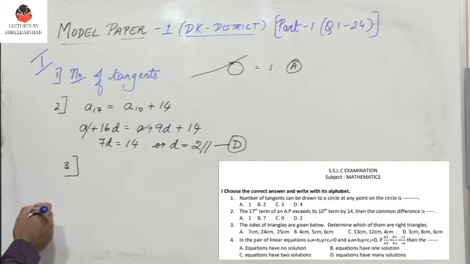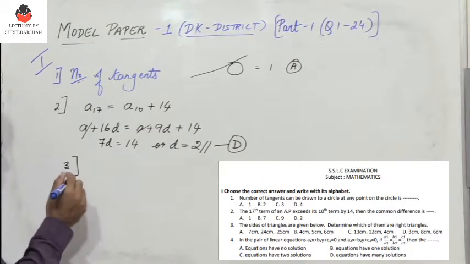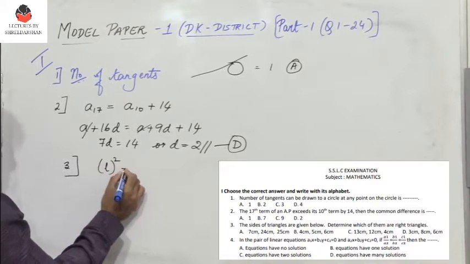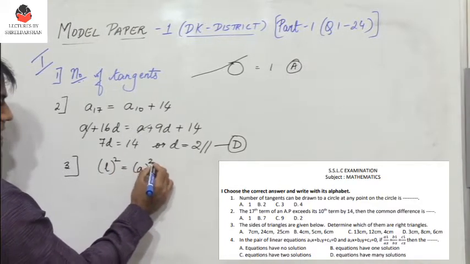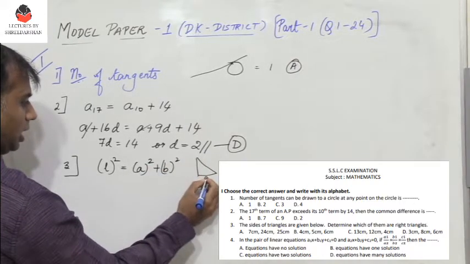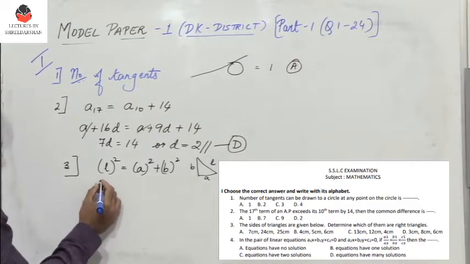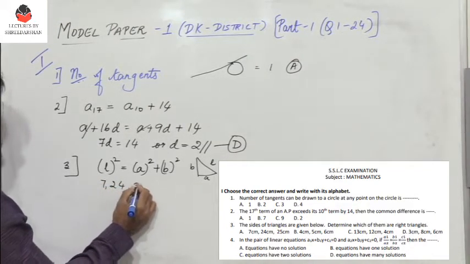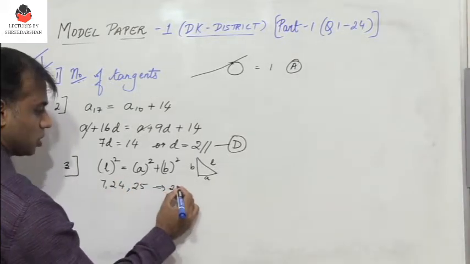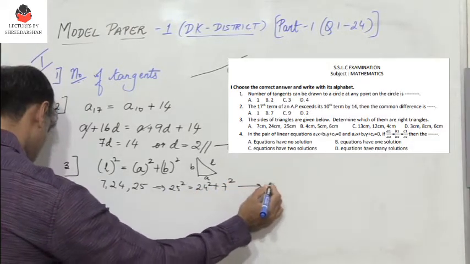Question 3. Which of them represents a right angle triangle? Now there are 4 options. You have to check if the square of the larger side is equal to the sum of the squares of the other two sides, which is a square plus b square. Now when we observe, we realize that 7, 24 and 25 are Pythagorean triplets. That is 25 square equals 24 square plus 7 square. So the right answer is A.